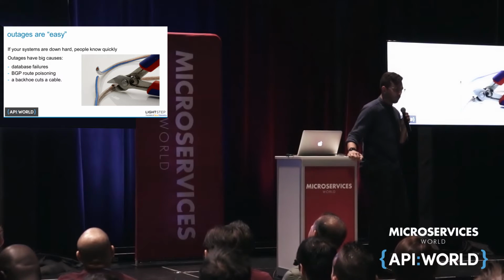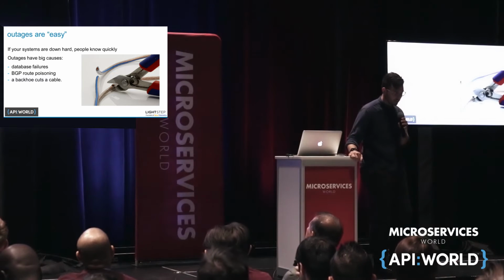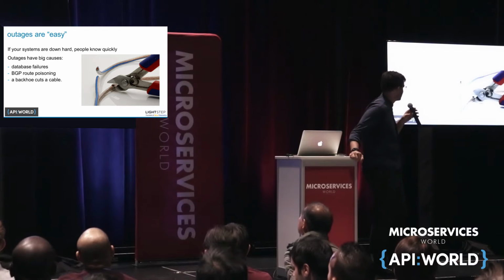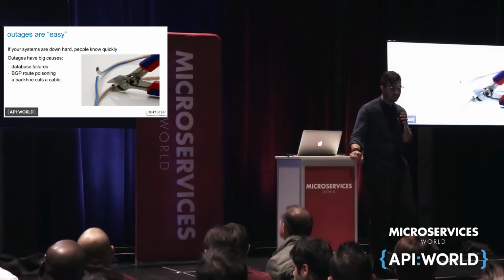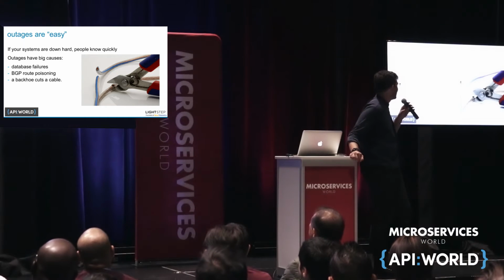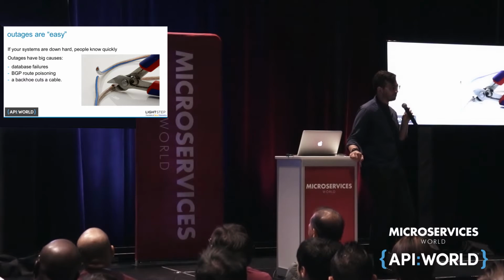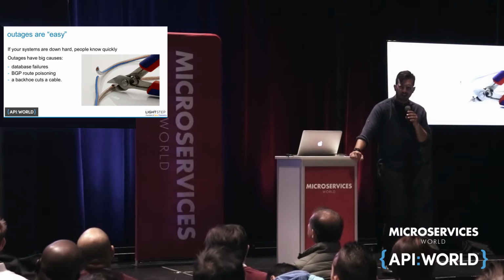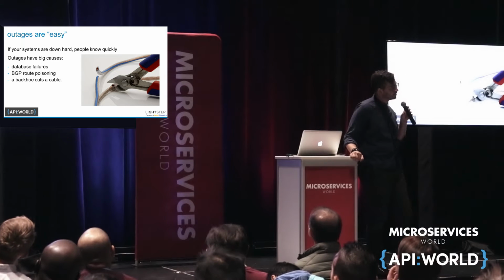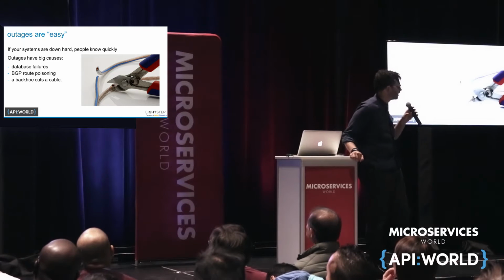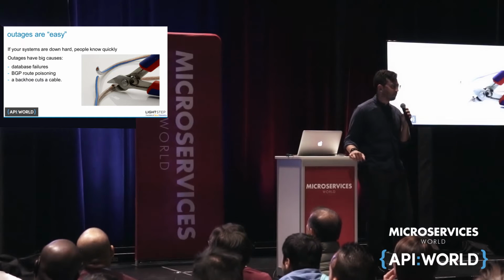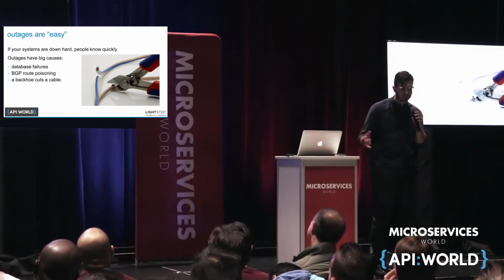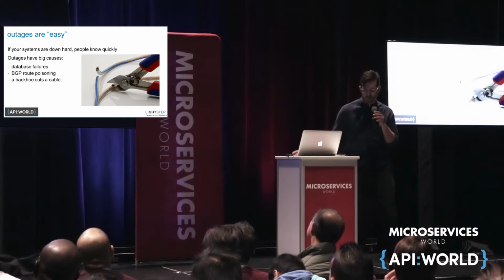There are a lot of ways that microservices architectures can fail, and other architectures can fail. You have big outages. A nice thing about big outages is someone will call you on the phone. You'll know quickly what's down. A database might stop reporting. You might lose routing to the network. Somebody cuts a cable somewhere. There are big causes for big outages. You find the problems fast.